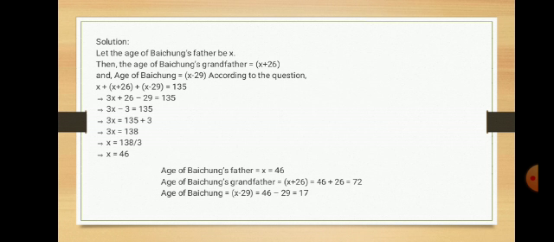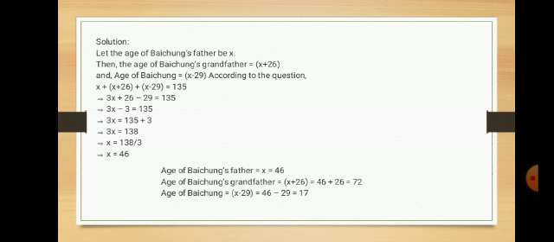We will together add the variable x plus x plus x, that is 3x, and 26 minus 29, that is minus 3. 3x minus 3 is equal to 135. We will find the value of the variable through that, and the age of the batching father will be x, that is 46 years. The age of the batching grandfather will be x plus 26, that is 46 plus 26, that is equal to 72 years. And the age of the batching x minus 29, that is 46 minus 29, is equal to 17 years.